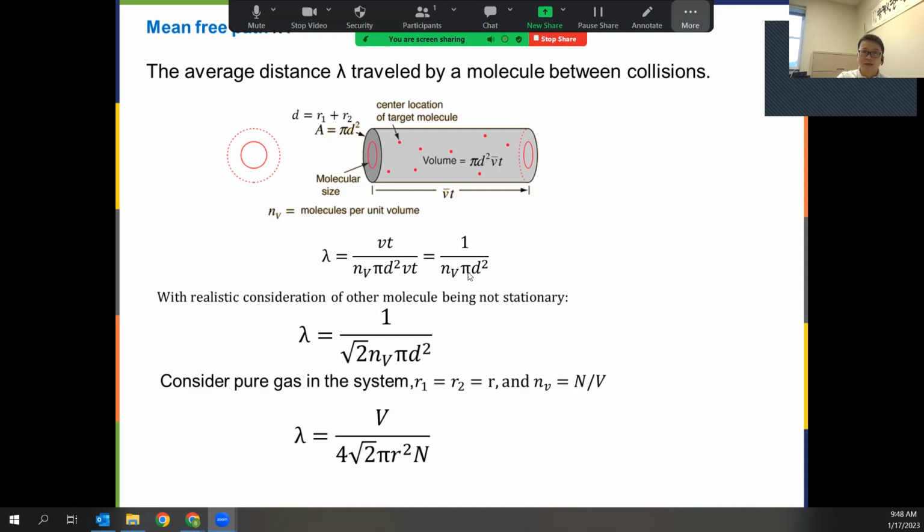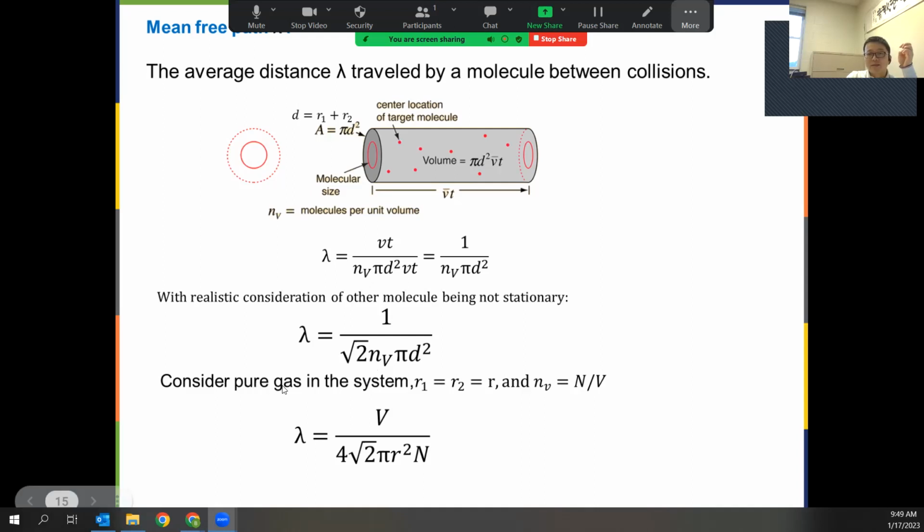Now, in reality, the other molecules are not stationary, they are also moving around. If you take that into account, there's a factor of the square root of 2 there. Because they can be moving around, the number of molecules you encounter will likely be more. So there's that square root of 2 in there.